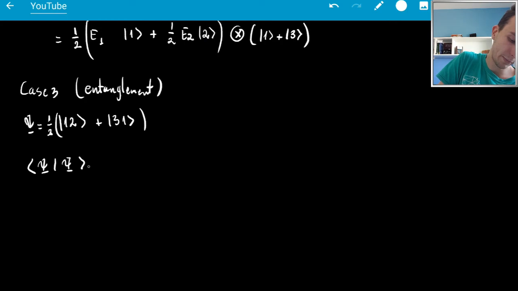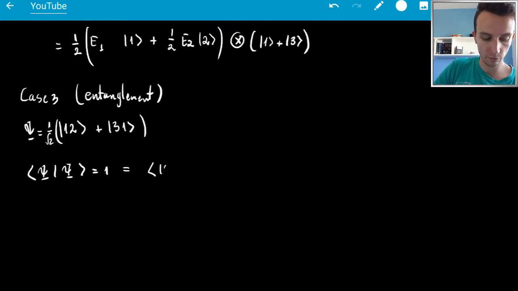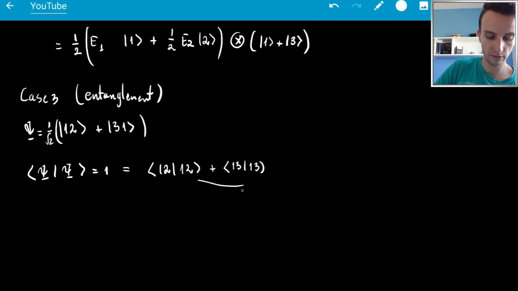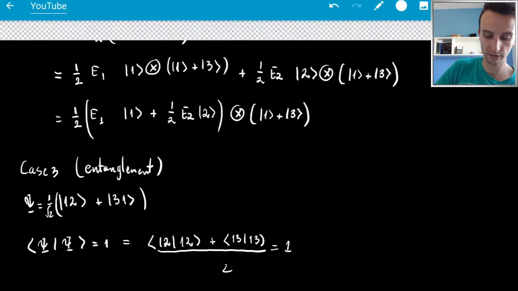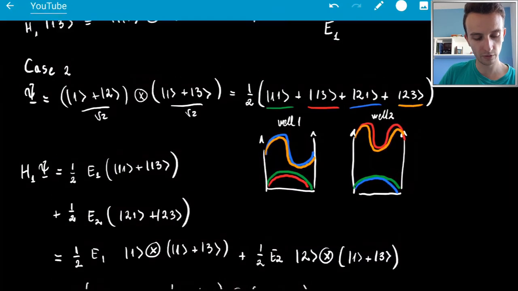So we need the norm of psi to be equal to 1, and this would be 1 over square root 2. So it would be 1,2 with 1,2, plus 1,3 with 1,3, over 2, and that's 1, right? Only the same ones survive. So in the one above, let's see if everything was fine. So 1 plus 2 square root 2 times 1 plus 3 square root 2.